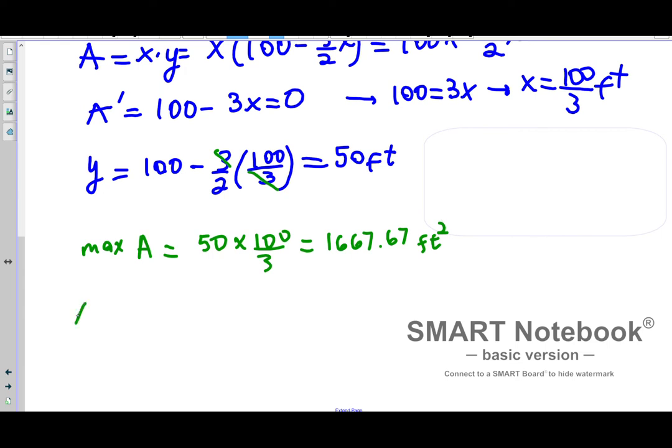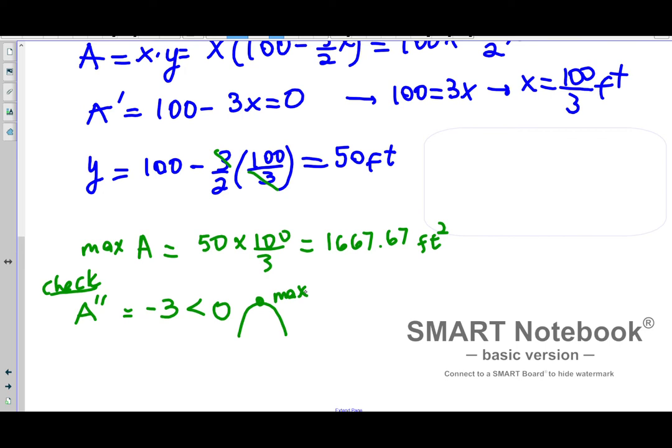And how do we check to make sure that we found a maximum and not a minimum of the area function? So take the second derivative. Since A prime was 100 minus 3X, A double prime is going to be just minus 3. And that is a number always less than 0, no matter what X is. That tells us it's concave down everywhere, and the point we found indeed represents a maximum of the area function.